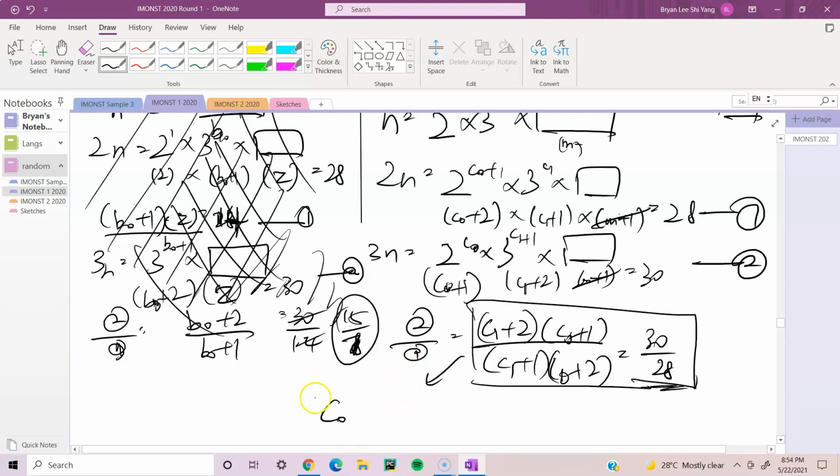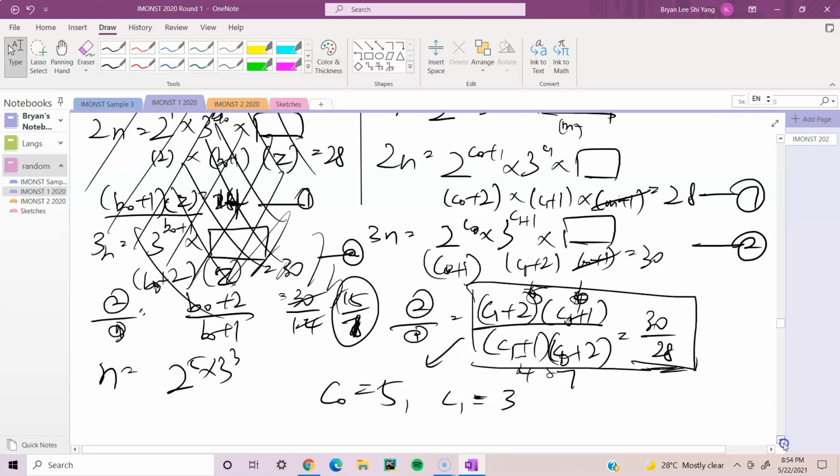Okay, so what I found here was c0 equals to, wait, let me think. I'm so sorry, give me a moment. Okay, 5, 6, 4, 7. Okay, so c0 equals 5, and then c1 equals, as we can see here, 3. So n equals 2 to the power of 5 times 3 to the power of 3. You guys can verify for yourselves.